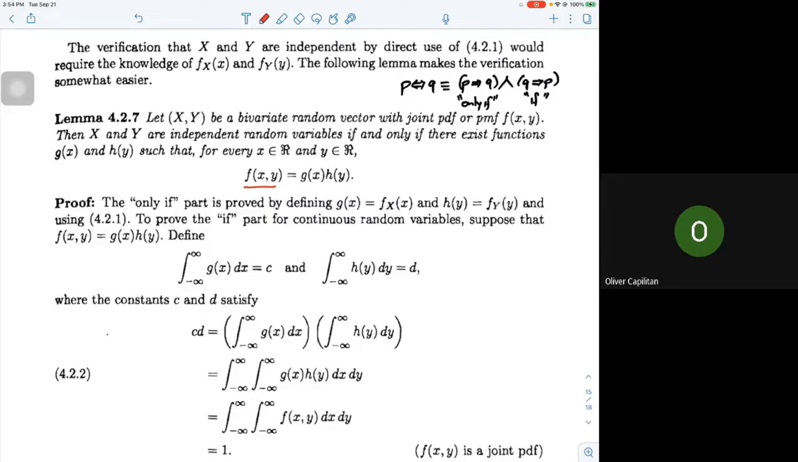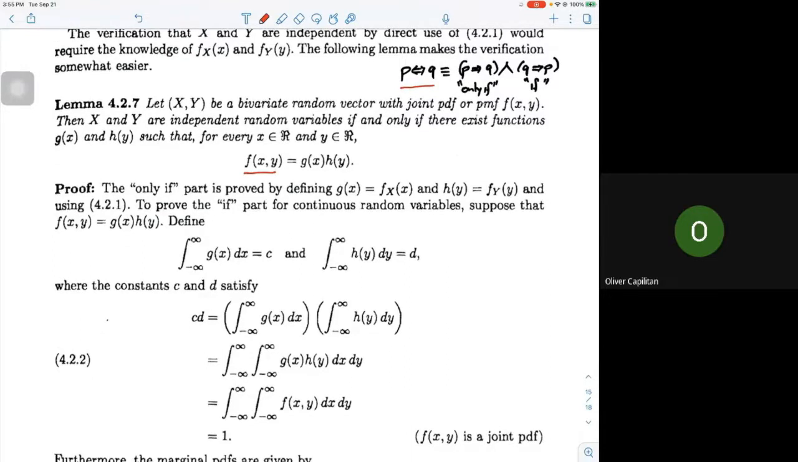We have here in our lemma a biconditional statement. That is, P if and only if Q. So that means P implies Q and Q implies P. The P implies Q is actually the only if part, and the Q implies P is the if part. So to prove this lemma, the only if part is quite trivial. Now, P implies Q. When you say P implies Q, we're going to assume that our x and y are independent random variables. And then we're going to show that the joint of x and y will be equal to the product of these two functions.